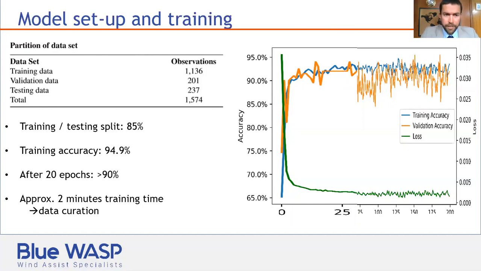So the training and testing split was 85-15. And you can see here on the figure on the right, which I've tried to modify to make a logarithmic axis, that in the first 20 epochs, the training accuracy is already better than 90%. And then the total training took something like 2 hours. That's actually a bit misleading because most of the work was data curation before this Keras library could understand the data.